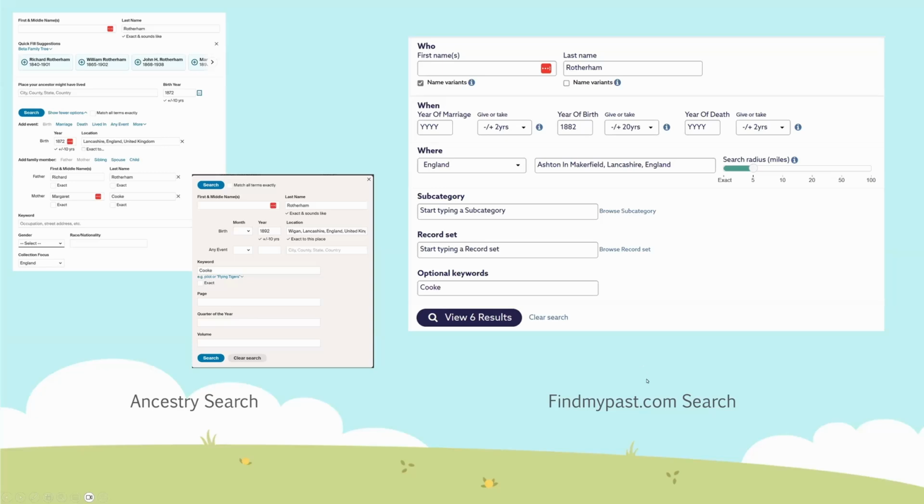And then here on FindMyPast, I personally, for English research, love FindMyPast.com. So that's my go-to. So this is the one I first did.